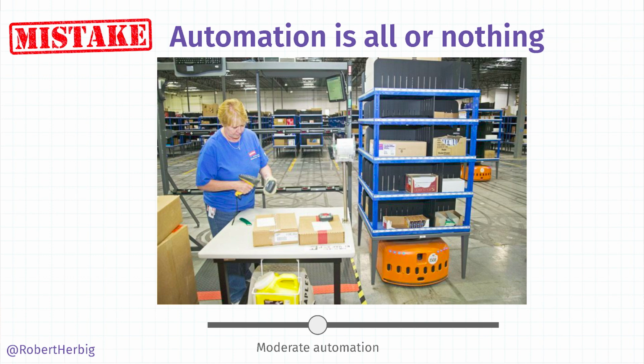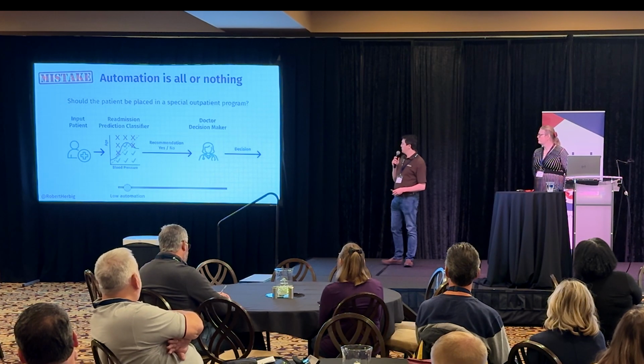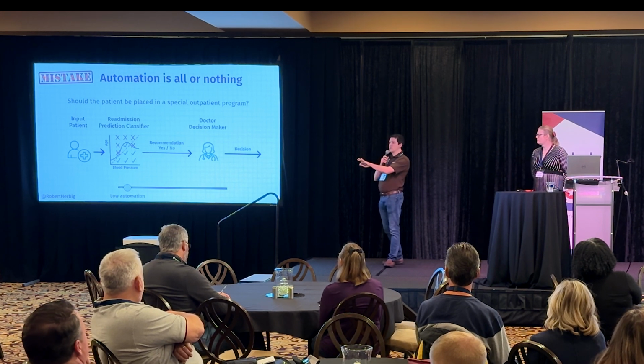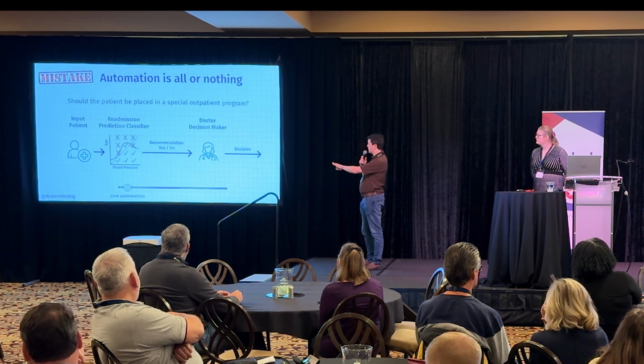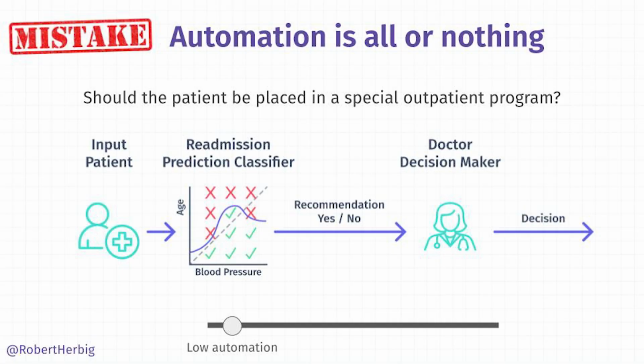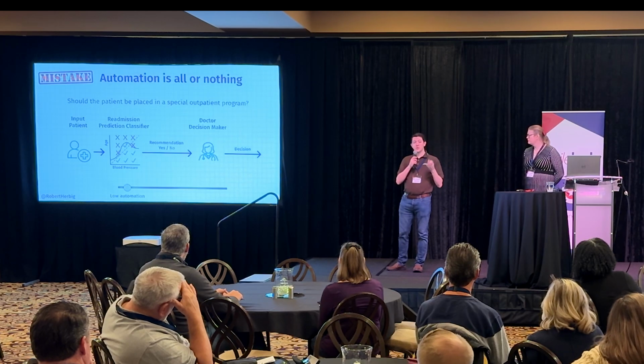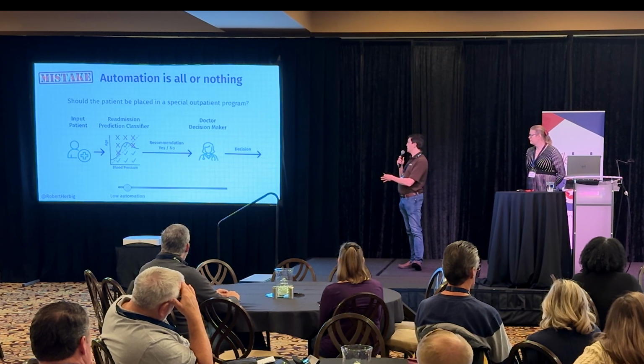So I want to take a look to the left for just a second and see what a low automation case might look like. This is often where we encourage our customers to start, because, let's take this specific example, we have some patient, some data is gathered about them, in this case blood pressure and age. And then the classifier, this is the AI, this prediction classifier, it's predicting readmission based on these conditions. It can then make a recommendation to the human, yes or no, or some other recommendation depending on the system. But the doctor here is still the decision maker.